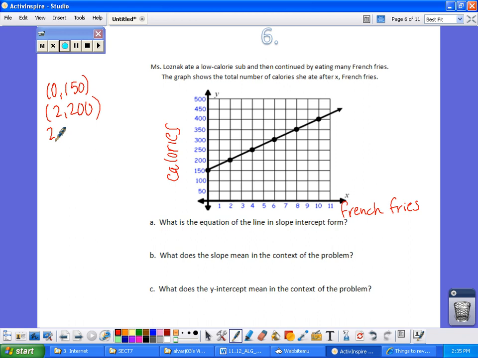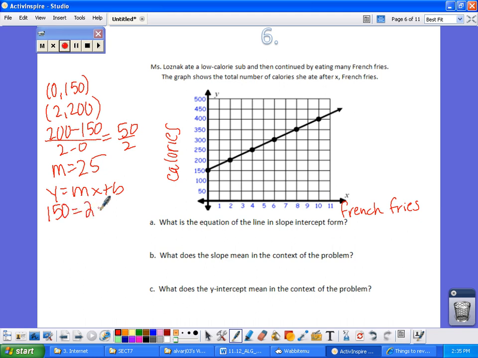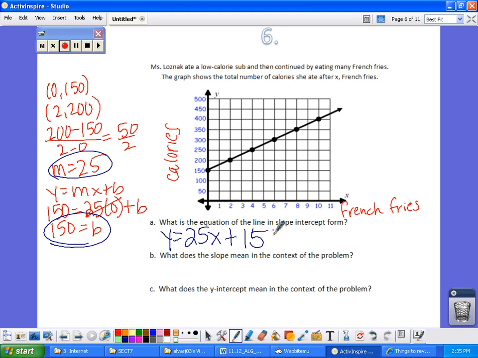So I'm going to find m, 200 minus 150 over 2 minus 0, which then gives you 50 over 2, so m is equal to 25. Now I need to write my equation. If I have an option to use the 0 one, I'm going to use the 0. So I'm plugging that in. 25 times 0 is just 0, so my base must be equal to 150. So do I have enough information to write an equation? Of course. I have the base, or the y-intercept, and I have the slope. So y equals 25x plus 150.